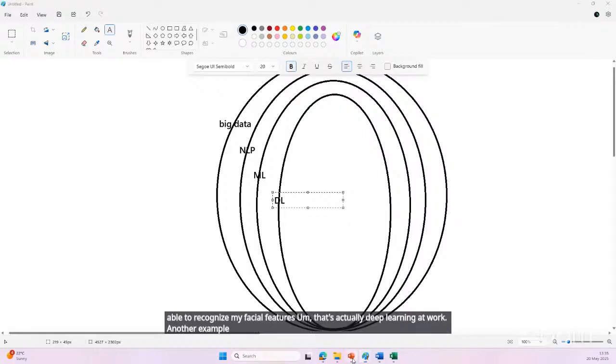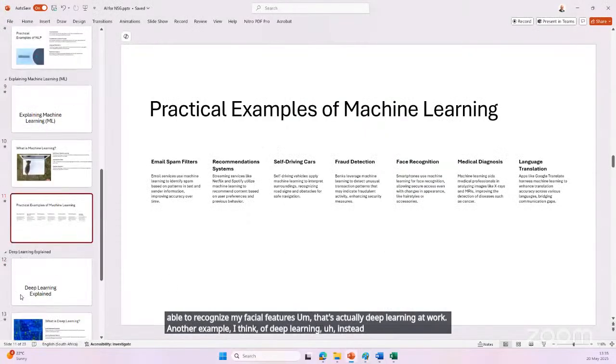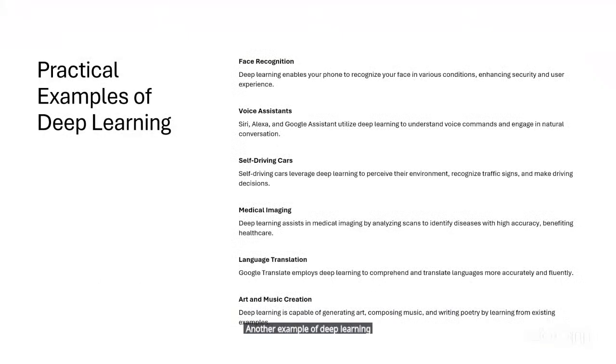Instead of me thinking of examples, I've written down some examples. Another example of deep learning might be something like medical imaging, where a deep learning algorithm will help a doctor detect diseases like cancer or arthritis from X-rays or MRIs or CT scans with a high degree of accuracy. So no longer does the doctor have to rely solely on his knowledge, his experience, and his discretion. We can have a machine learning algorithm assist the doctor in making that prediction.